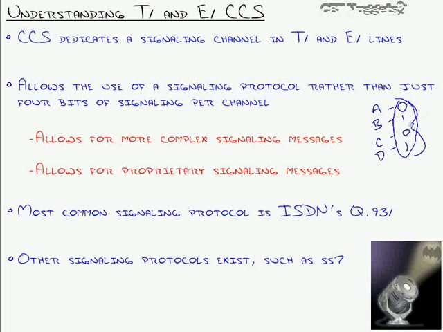You can't really send, do this or do that. It's just a number, and the two sides will interpret that number to say, well, that means it's ringing, or that means it's on hold, or that means, all of these different meanings are assigned to those numbers. Well, if you've got a channel dedicated to signaling, then you can use a signaling protocol that communicates in its own language. Now, the most common signaling protocol is ISDN.